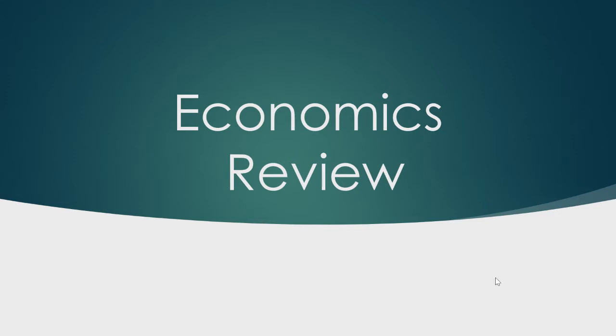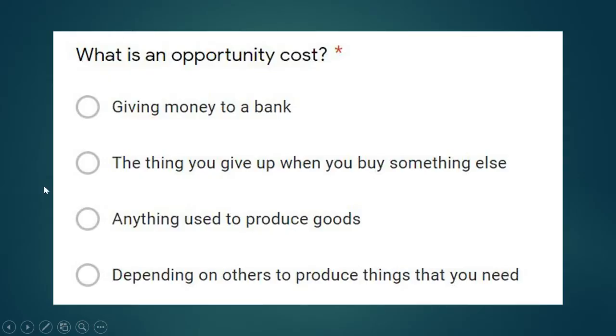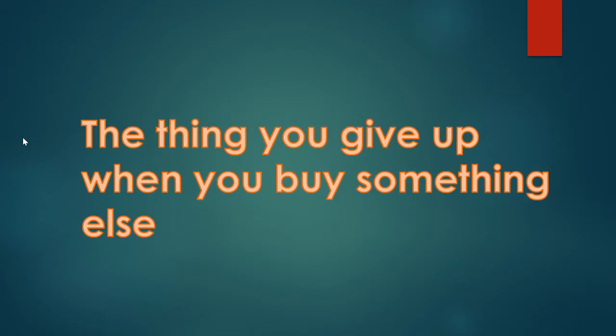So let's get started. First question, what is an opportunity cost? Think about that. We talked all about it. Is it giving money to a bank? The thing you give up when you buy something else? Anything used to produce goods or depend on others to produce things that you need? An opportunity cost. It is the thing you give up when you buy something else. Remember, in order to purchase one thing, you have to give something else up because we cannot purchase everything that we want.